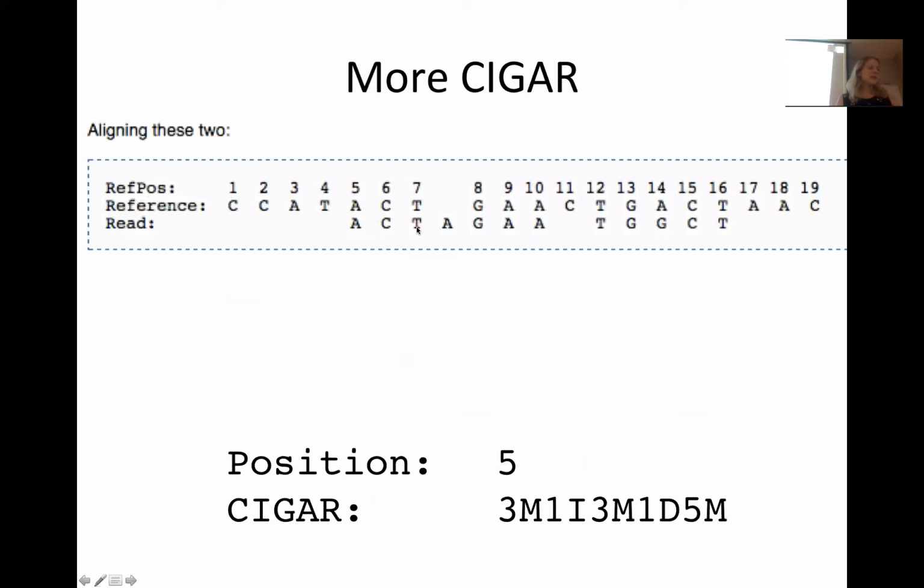We have 3 matches, so 3M, 1 insertion, because there's no reference base to pair up with this A. So that's 1I. 3 more matches, so that's 3M. A deletion, so it's always in terms of the read, not in terms of the reference. So in terms of the read, there's a missing base, so that's 1D, and then 5 more matches, so it'll be 5M. You would see this, and you'd be like, wow, what is that thing? But it translates to exactly how the alignment was structured.